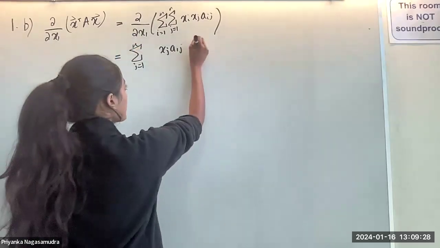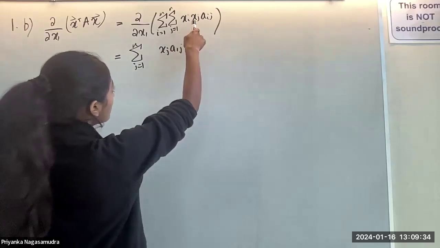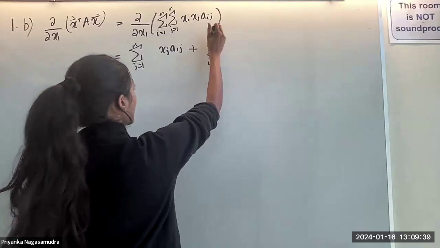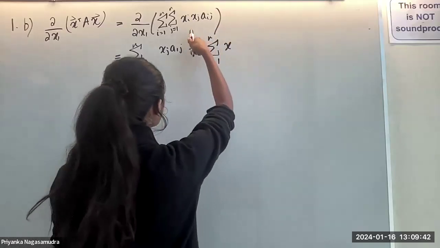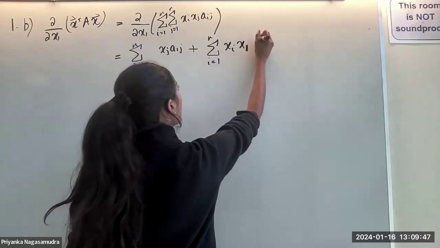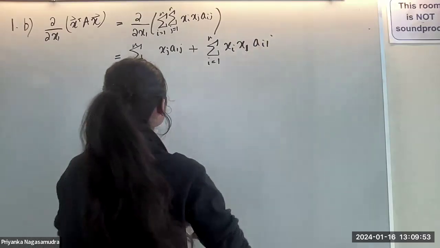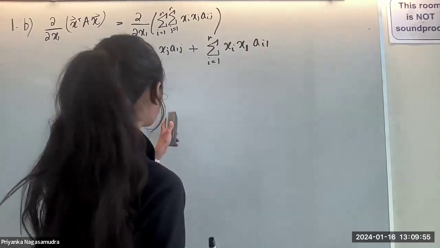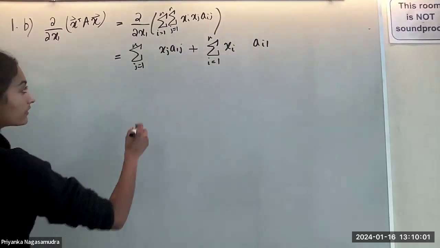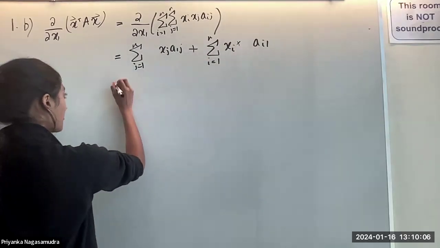Okay, and now the other place x1 comes into the picture is when j equals 1. So let's do that. At j equals 1, we can sum over the i's. So we said j equals 1, so it's xi x1 ai1. And then once again, because we're taking the partial with respect to x1, that goes away.